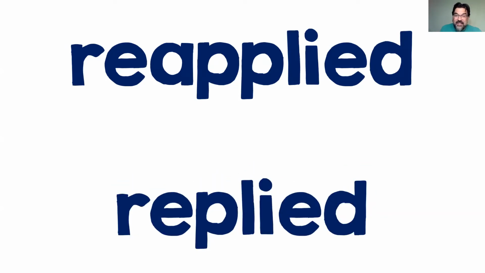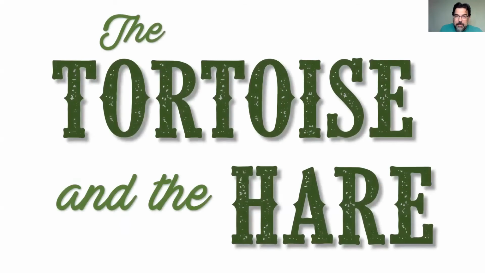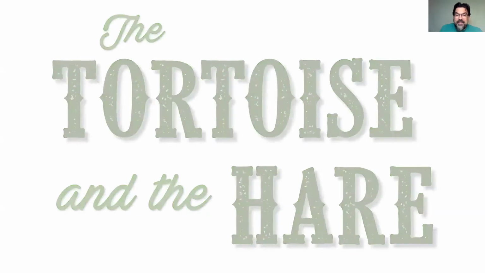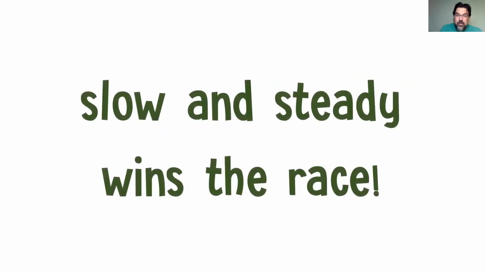They look alike. So I want to take a moment and illustrate the difference, because I have a feeling you may have thought or even read replied when you went to read the top word, reapplied. But first, I want you to think of the fable, the tortoise and the hare. Like all fables, the tortoise and the hare comes with a moral, a life lesson. As you know, the moral of the tortoise and the hare is slow and steady wins the race.